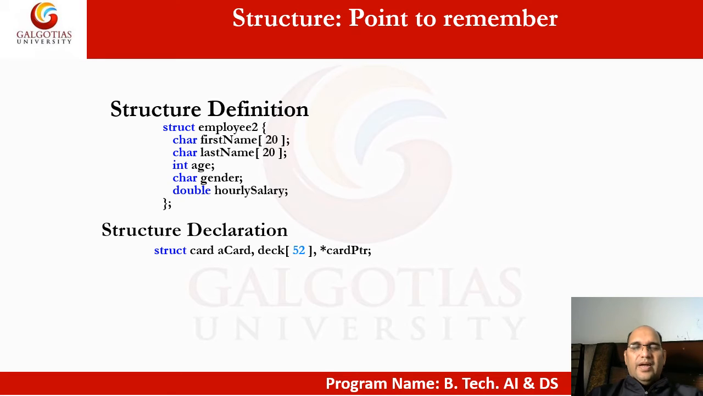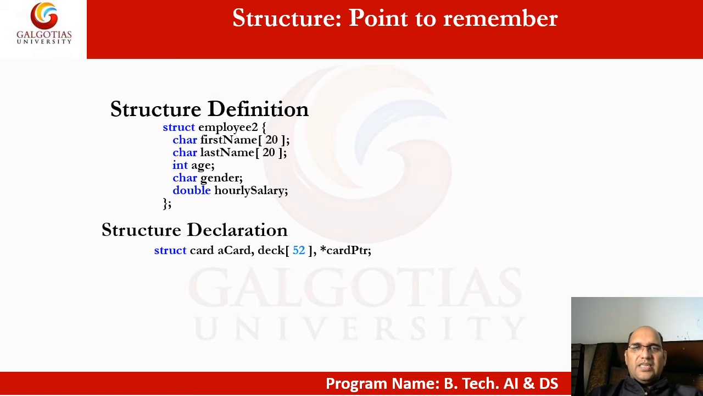A point to remember: try to understand the difference between the definition and the declaration. What happens when we define a structure? How do we define a structure? We just write struct and then a name for that structure, and then all the members inside it, and it should end with a semicolon. What happens when you do the definition? Definition only tells you that there is a structure with the name, let's say employee 2, and this is just like how it is predefined what the properties of an integer or a floating point are. In the same way, we have defined the structure here.